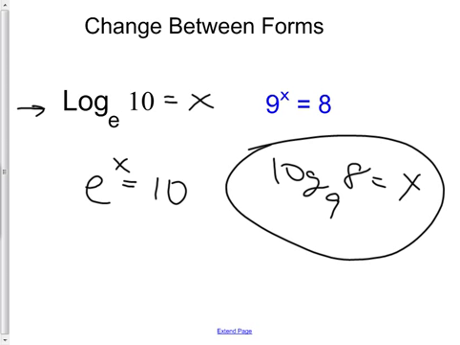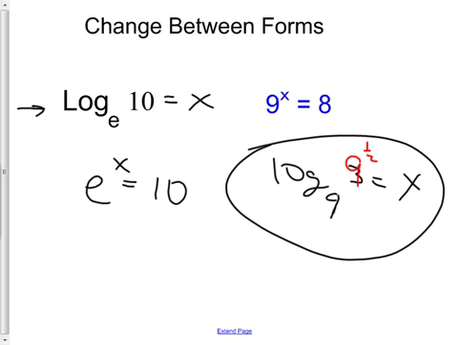Or you'd have to be able to handle things like this. What if this was a 3? Then you could do it in your head. Because you'd say, well, I could write this 3 as a 9 to the what? 1/2, and therefore the answer is what? 1/2. See how you don't have to have a calculator if you know the properties?